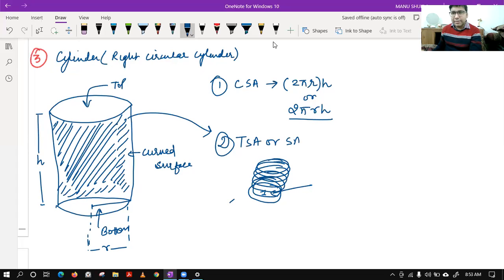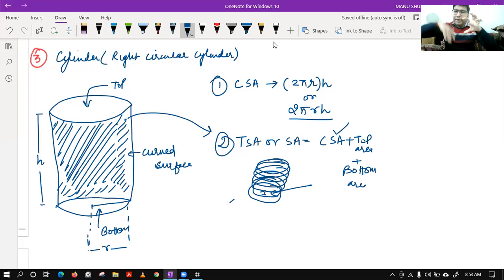TSA or SA is equal to curved surface area plus top area plus bottom area. So class, we already have the curved surface area. Tell me, if you again paint the stack of coins completely, which part of the top or the bottom coin is painted? Is it the circumference only or something else? What have you painted on the top and bottom?